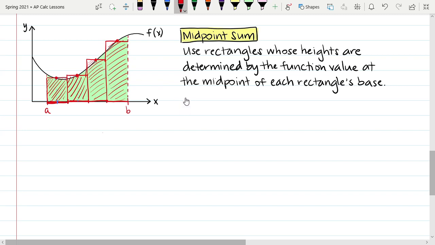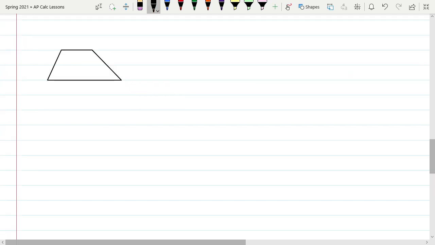Okay, so those are the three different types of approximation methods that use rectangles. Now let's talk about the fourth one, which uses trapezoids. But before I can talk about trapezoidal sums, I think I probably have to refresh your memory with trapezoids, because I have a feeling that that's something that you probably haven't had very much practice with, or any practice at all.